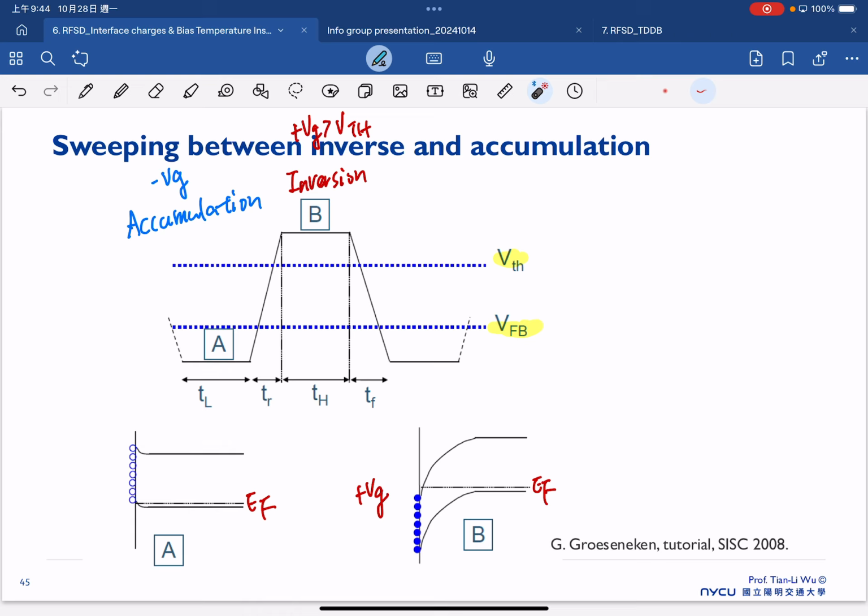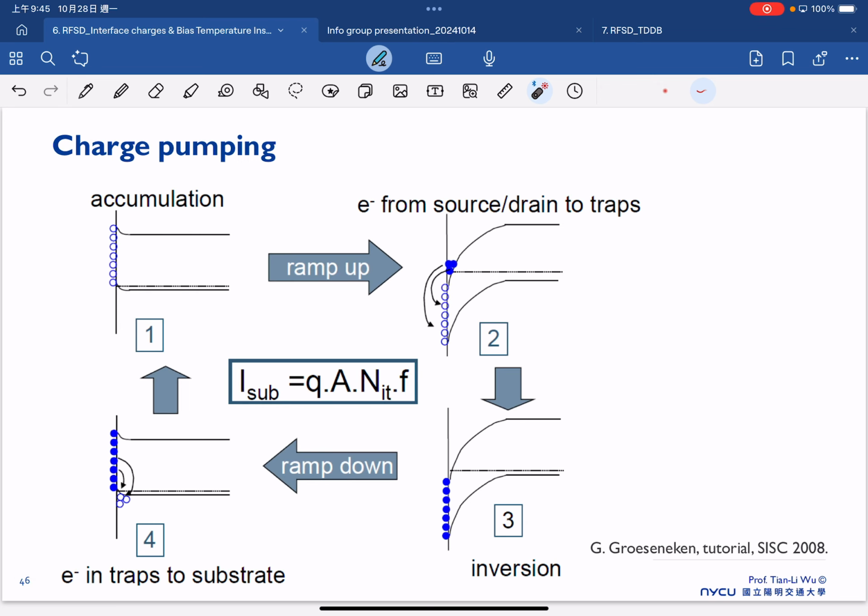This is why we have to set up this waveform. First of all, we want to have a clean state. We want to make sure that none of the interface states are trapped by electrons, so we apply negative bias. Now all these interface states are pretty clean, with no electron trapping at this moment. But afterwards, we give a pulse so that induced electrons can be captured by the interface states. So this is the charge pumping, the ideal four states here. That's a brief way to understand the charge pumping method.